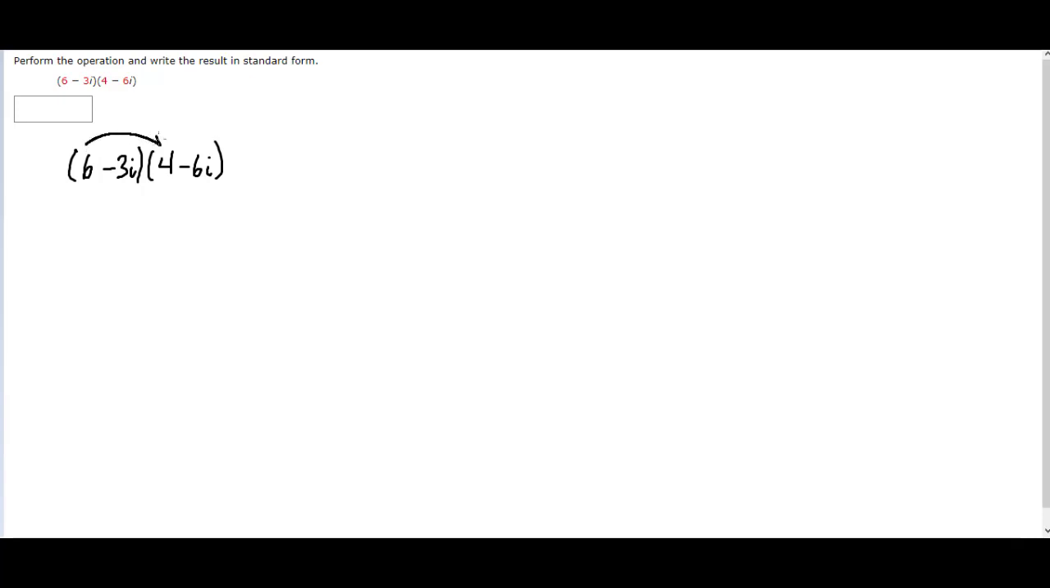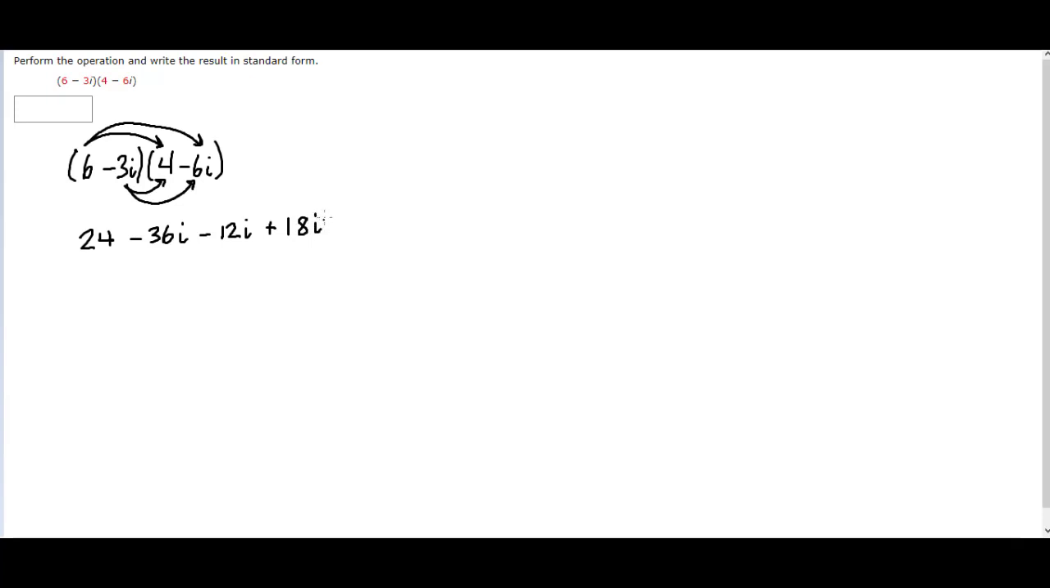We take first times first. 6 times 4 is 24. Then we do the outer ones. 6 times negative 6i is negative 36i. Then we do the inner terms. Negative 3i times 4 is negative 12i. And then here's the tricky part, and the last step here is negative 3 times negative 6 is positive 18.